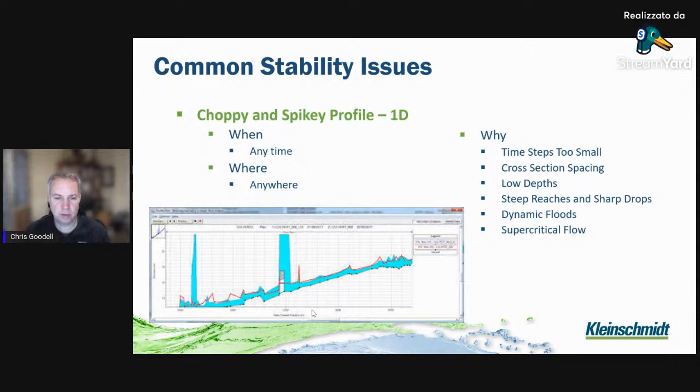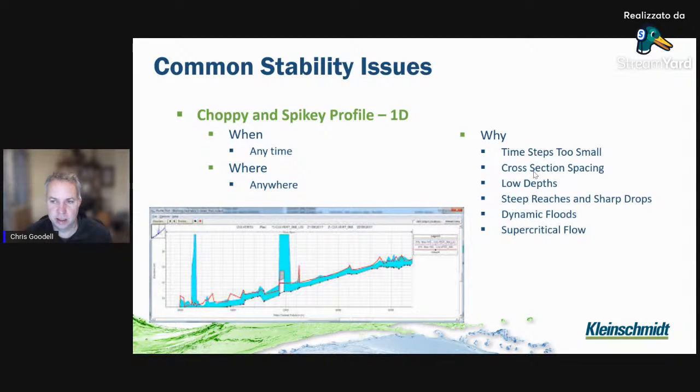But whenever you see a choppy and spiky profile, like you see right here in a 1D reach, that's an instability. It can happen anytime in your simulation. It can happen anywhere. It could be the entire reach goes unstable. Normally, this is because of a few things. One, either your time steps are too large. This should say time steps too large. Sorry, not too small. That's my bad.